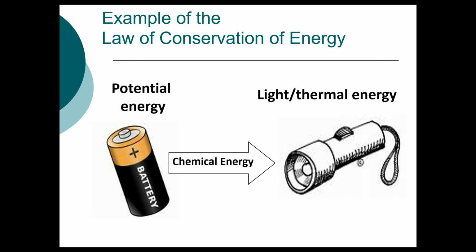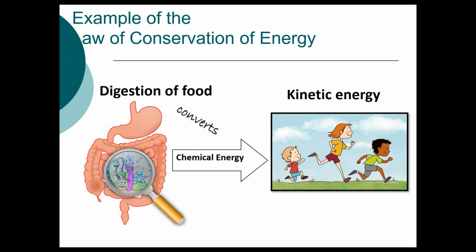So that potential energy is converted into chemical energy. And then once those electrons start to move, we call that electrical energy, which I didn't put up here, but that is another form that's present in this example. And then, of course, when the light comes on, that's going to produce some light energy. There's going to be a little bit of heat present, so some thermal energy. So you can see how energy transforms here as well.